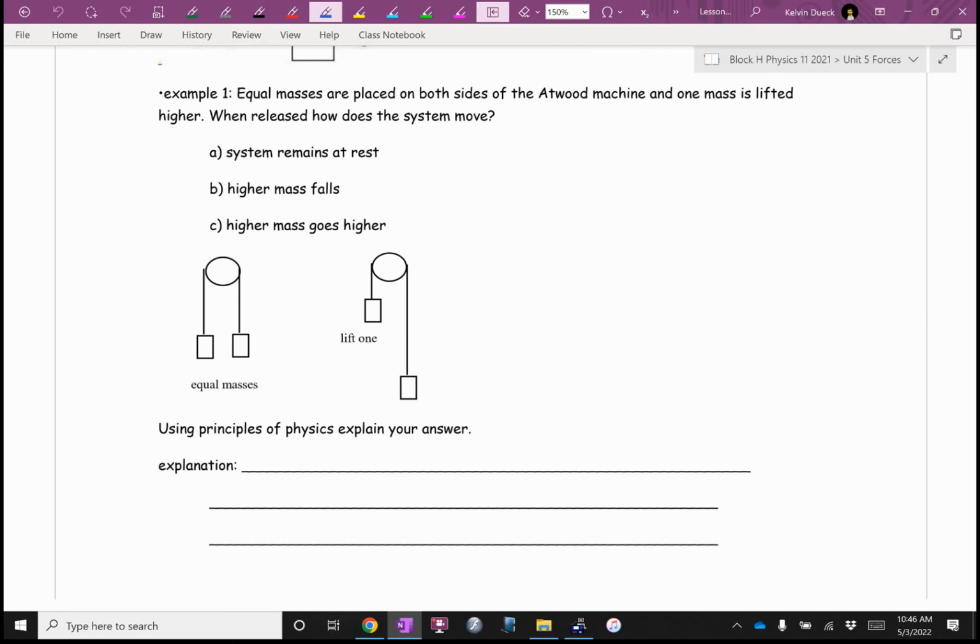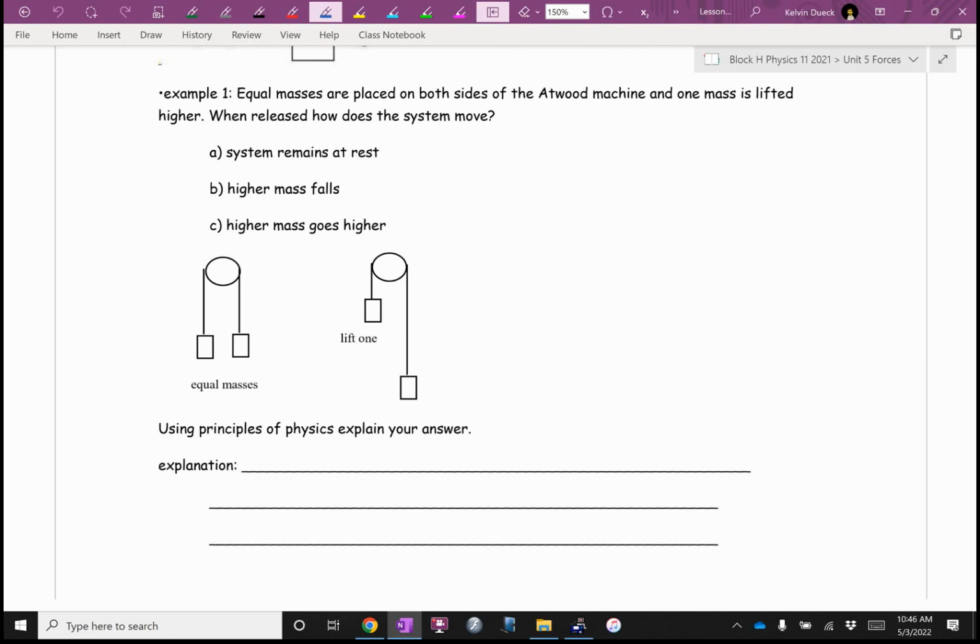A, nothing. The system remains at rest. B, the higher mass falls because of gravity. C, the higher mass goes higher. And again, this is not an accurate simulation. You have to imagine that the pulley is frictionless, so nothing's being slowed down.